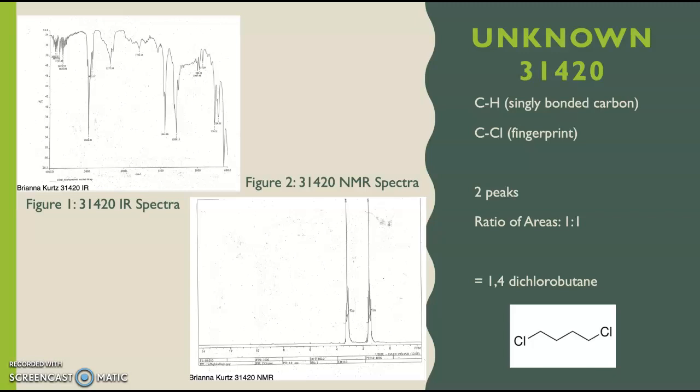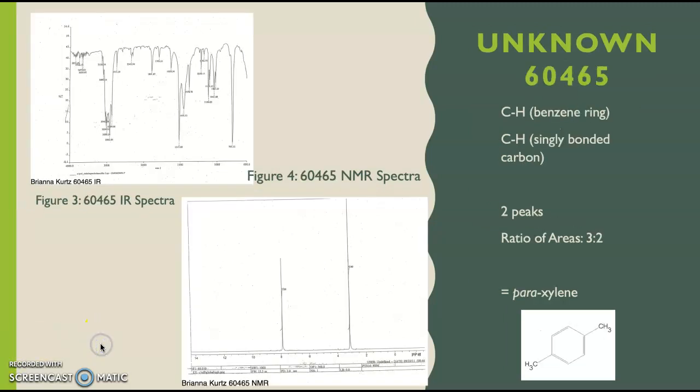For figure 2, there were 2 peaks with a ratio of areas of 1:1, and this yielded that there was a 1,4-dichlorobutane, and this is below the actual chemical structure of it. For unknown 60465, there was a CH benzene ring and a CH singly bonded carbon found in the IR, and there are 2 peaks in the NMR spectra with a ratio of areas of 3:2, which yielded paraxylene, and this is the chemical structure of it.